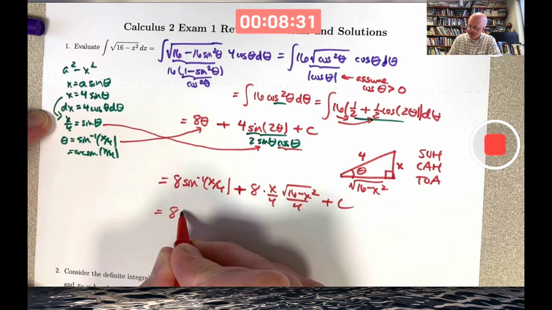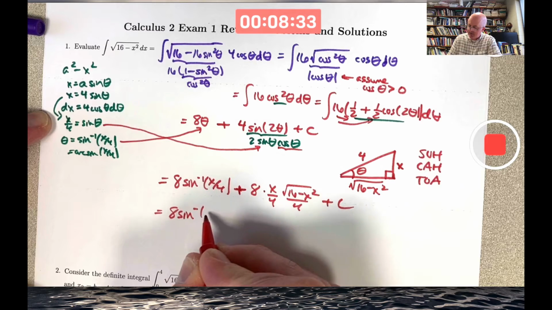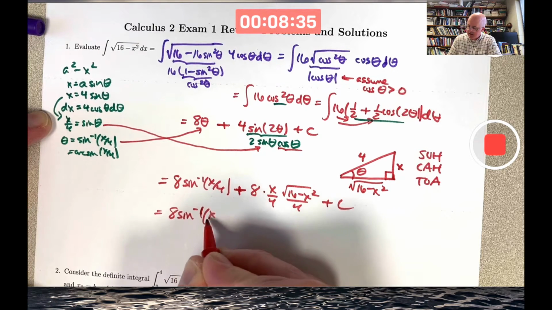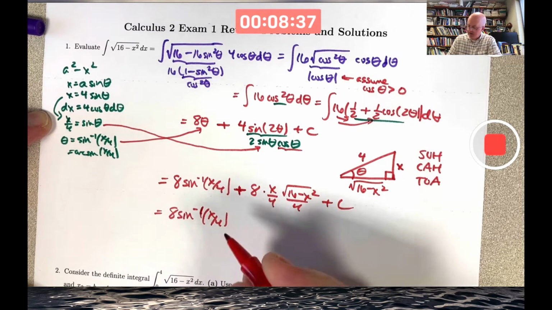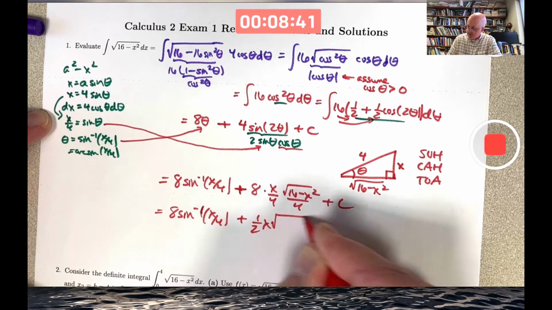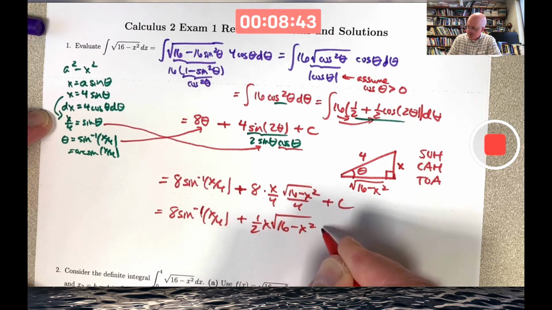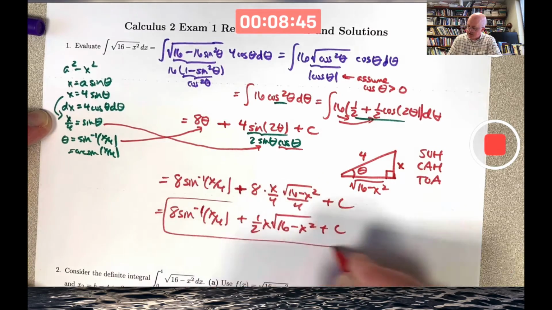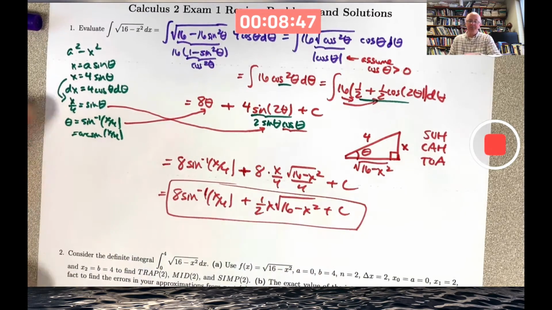The final simplified answer is 8 inverse sine of x over 4. That's supposed to be a negative 1 there. Plus 1/2 x square root of 16 minus x squared plus c. Don't forget your c. There we go. We could check it by differentiation. It's not terrible, but it does take a little while because you end up needing to get a common denominator to add some fractions and simplify. I'm not going to take the time to do it.